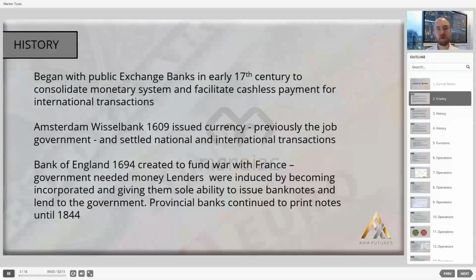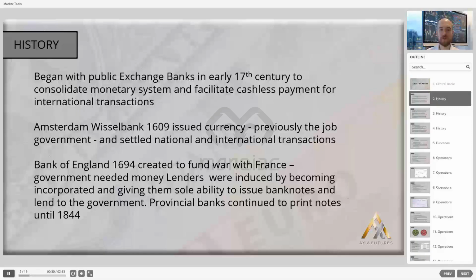So, going back to the 1500s, there was a lot of trade, but there wasn't much of a monetary system. Trade was done between small banks backing smaller companies within their own country. International trade was quite difficult, high risk, and often wasn't cashless, so required you actually taking physical cash to complete your transactions. This began to change in the 17th century with public exchange banks.